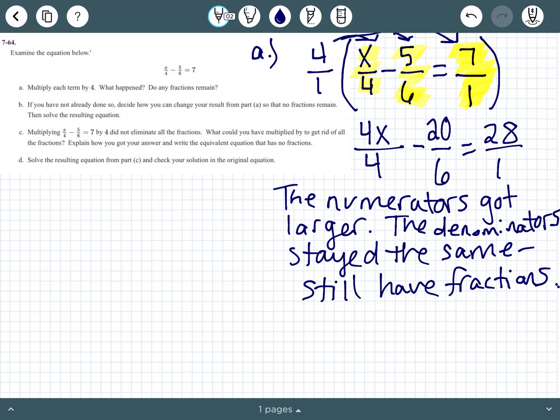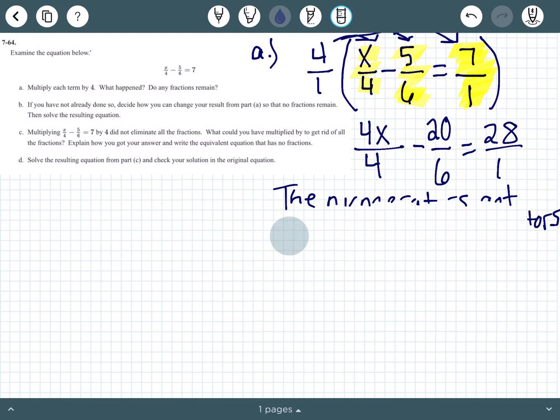Now B, it says if you have not already done so, decide how you can change your result from part A so that no fractions remain. Then solve the resulting equation. So I am going to erase my explanation now, so if you still needed that, just go back and pause the video. Part B. Now remember, we talked about in problem 763 that fraction bar means the same as division. So we can go ahead and divide now.